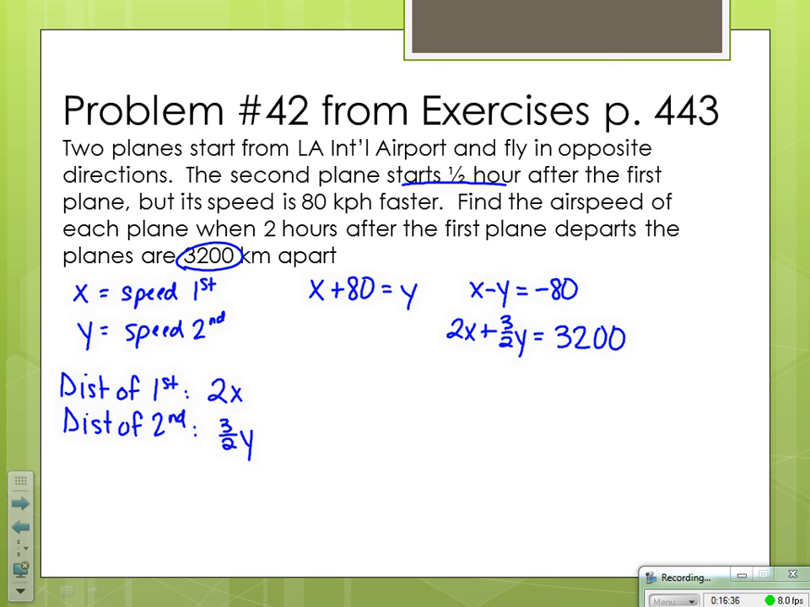I'm going to go after the x terms by multiplying a -2 through my top equation. If I multiply everything there by -2, I get -2x plus 2y equals a positive 160. So combined, my x's are going to eliminate. 3 halves plus 2: 2 is the same thing as 4 halves, so 3 halves and 4 halves makes 7 halves. And then I'm going to get 3,360 on the right-hand side. Now, to get rid of my fraction coefficient, I just multiply by its reciprocal.